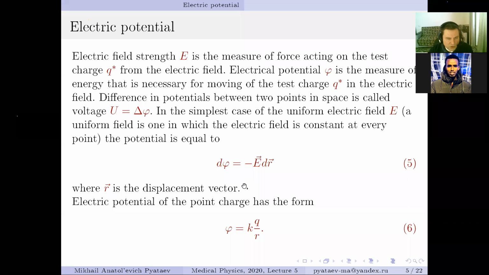Using this definition of electric potential phi, we can calculate the electric potential for a point charge. It can be found by integration, and it gives us equation 6, which looks similar to the equation for electric fields.